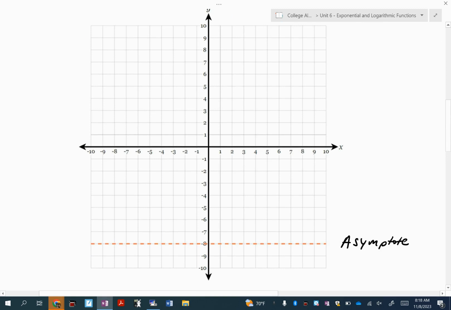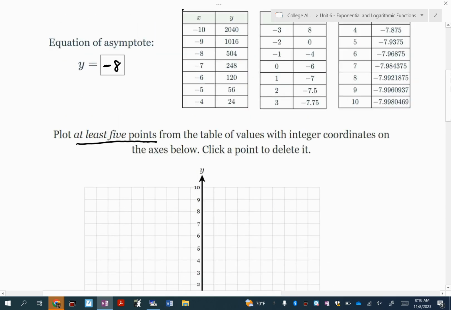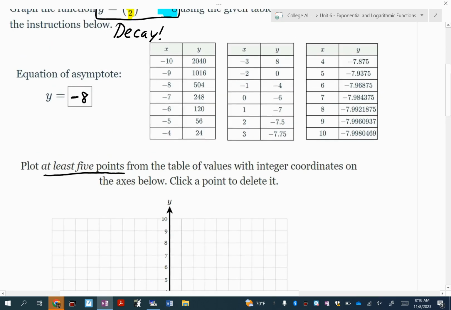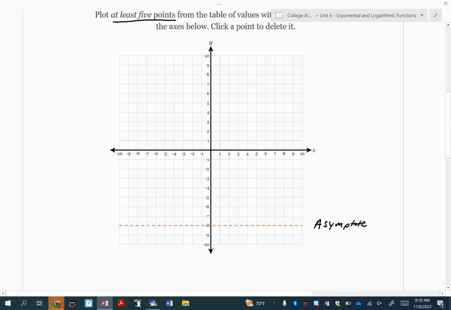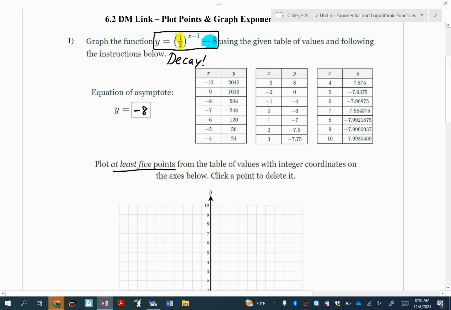Now, to finish the problem, it says to plot at least 5 points. Remember, some of these points you cannot plot on this grid. The grid only goes from -10 to +10 in the x and y direction. So can I plot this first point? It has a y value of 2040? No. So you're going to find the points that you can actually plot. I'll be plotting these 5. Those are the ones that I can plot that are not decimals. Everyone still with me? All right, so I'm going to plot those right now.